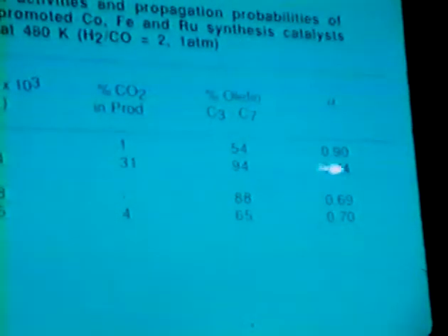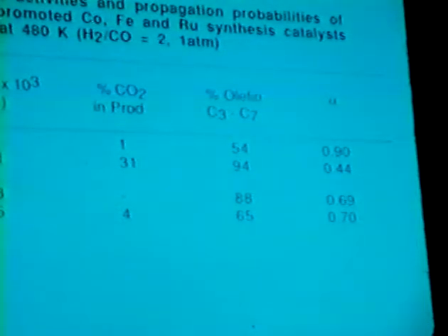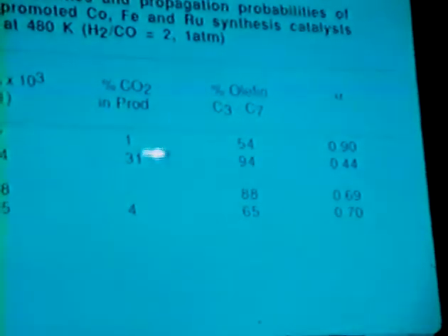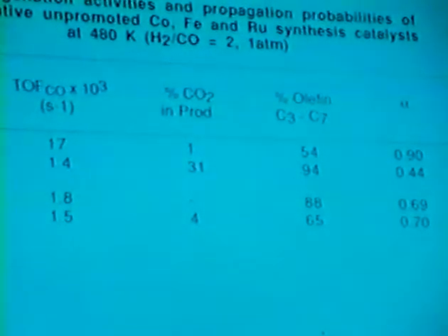It also has the highest propagation probability of 0.9, and it is substantially higher than the values of around 0.7 for ruthenium, which are much larger than the ones for the unsupported, unpromoted iron. Note too that the iron is the best, the most selective for olefins, and of course the cobalt is least selective. Now these are the baseline properties, but we're not stuck with these properties because we can use all of these modifiers that we talked about to change the activity and selectivity.